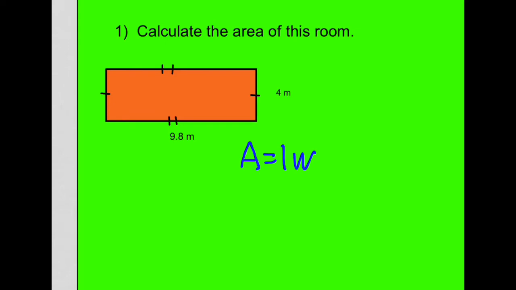We're going to work down the page just like we did when we were solving math equations. Area equals. Now to show multiplication, I can use parentheses just like I did with algebra. I'm going to write 9.8 for the length, and I'm going to put it in parentheses, and I'm going to write 4 for the width.